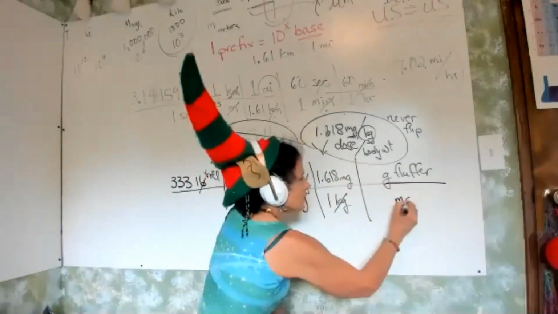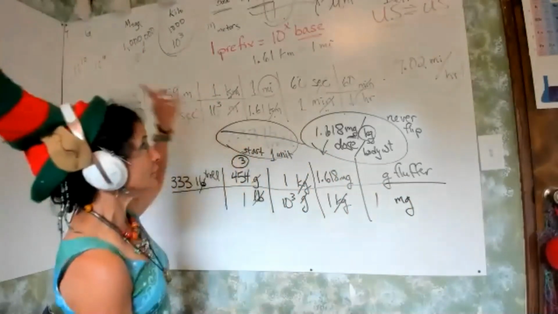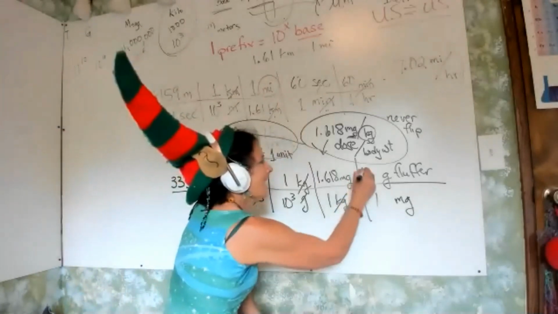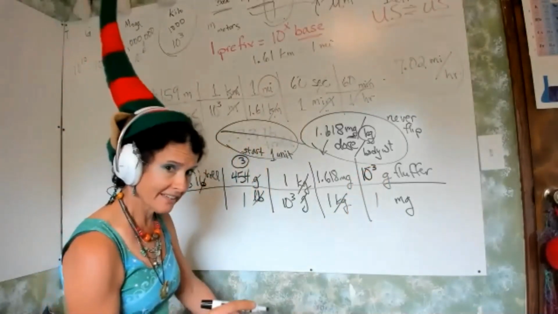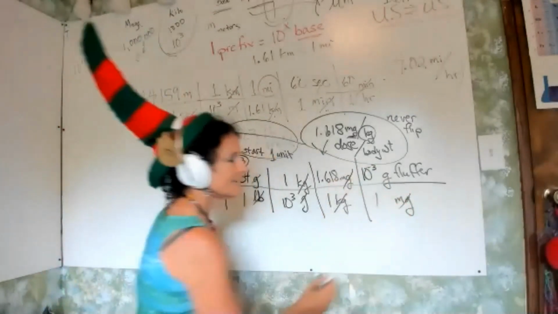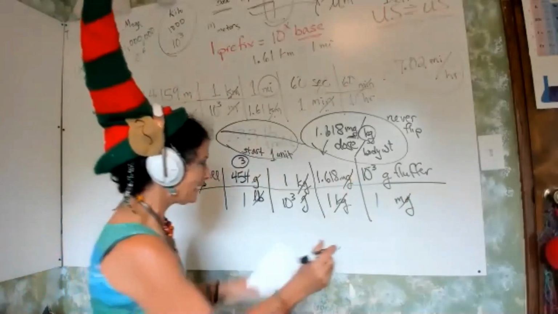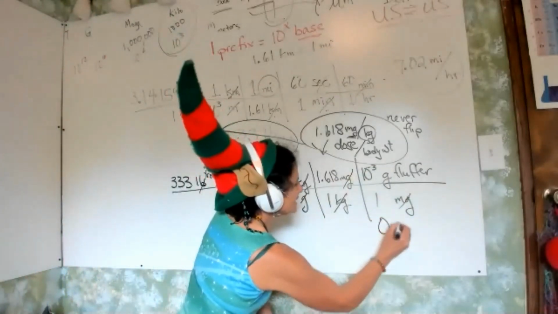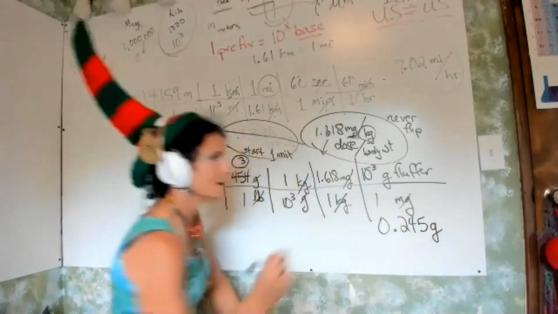So now we just change our milligrams to grams. Milli gets the 1 using my chart. And milli is not 1,000, it's 1,000th. So 10 to the -3. And my units all canceled, and I'm at grams. And I punch it in, and if you can't see my answer, let me know. You can hear it. It's 0.245 grams.